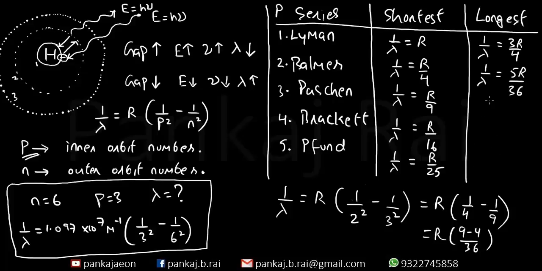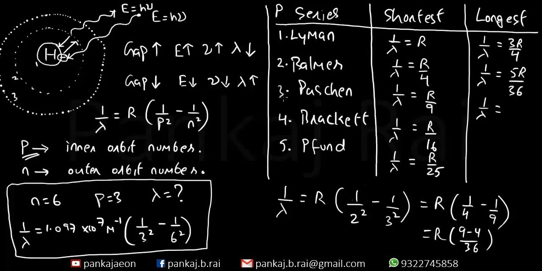You can calculate and fill this table by yourself, but there is a very easy way to remember these values. See, there is a very simple trick here. The Lyman is from 2 to 1. Add 2 and 1, so you get 3. Multiply 2 and 1, so you get 2, and the square of that would be 4. Similarly, Balmer is when the electron is going from 3 to 2. Add 3 and 2, it is 5. Multiply 3 and 2, it is 6. The square of 6 is 36.